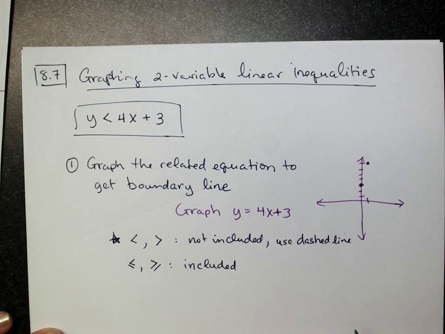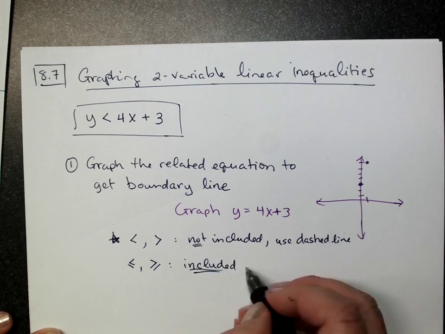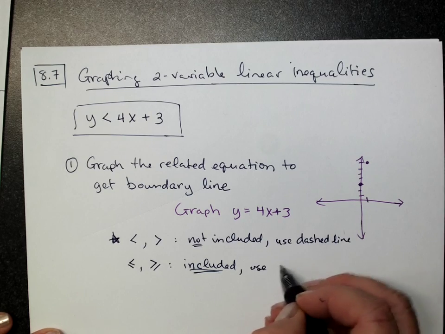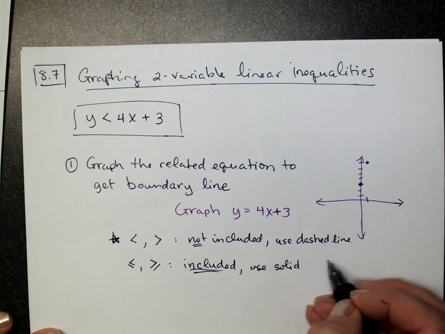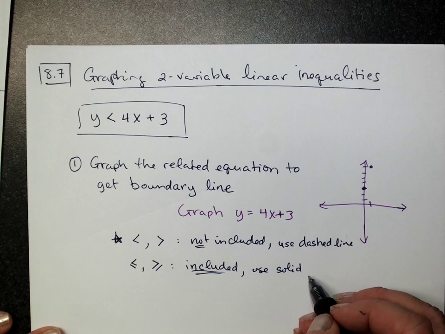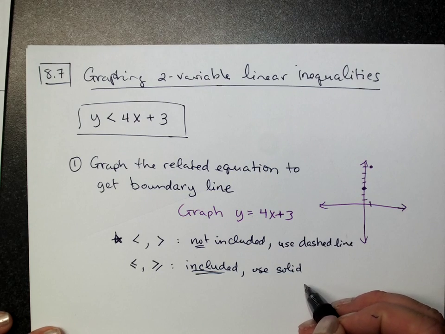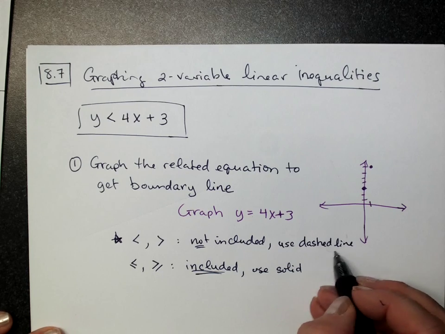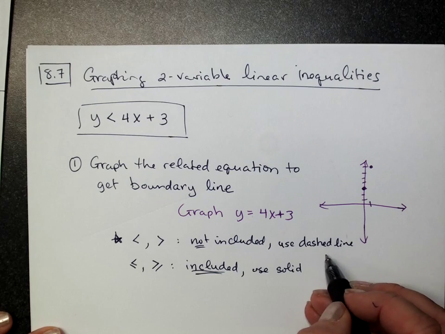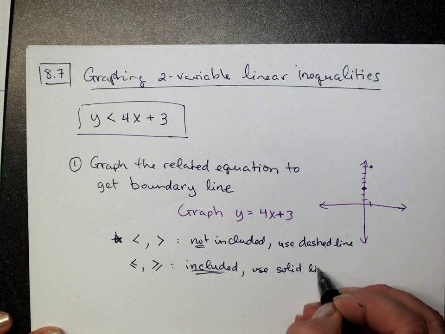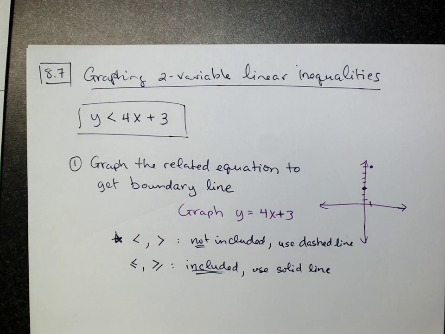Therefore, you will use a solid line. This is like using a parenthesis versus a bracket, or a closed circle versus an open circle. The dashed line says your boundary line is not included, and a solid line says your boundary line is included. Yes? Okay.